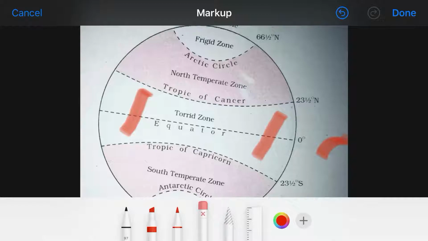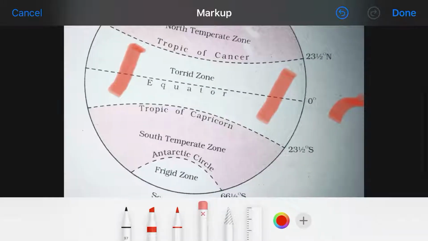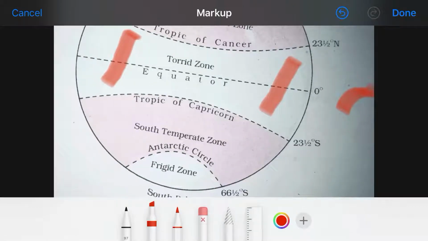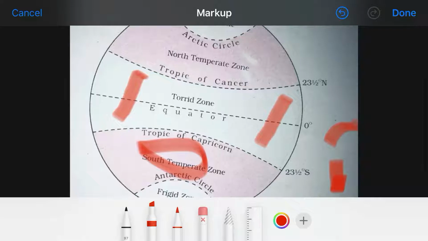North Temperate Zone. The area between the Tropic of Cancer and the Arctic Circle is the North Temperate Zone. And from the Tropic of Capricorn to the Antarctic Circle is called the South Temperate Zone. This portion is called the South Temperate Zone, and this portion is called the North Temperate Zone. I hope you understand.